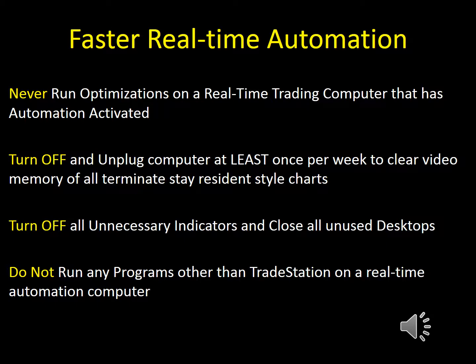Now also turn off all unnecessary indicators and close all unused desktops. I give you an awful lot of work. I give you about 28 different workspaces on 4 or 5 different desktops. But if you're only using 1 or 2 charts, put them all on one desktop and only have that real time open. You can open up the other ones after the market or on the weekends, but when you're trading real time, have as little open as possible to let the machine run as fast as it can.